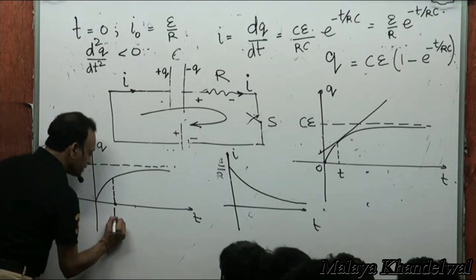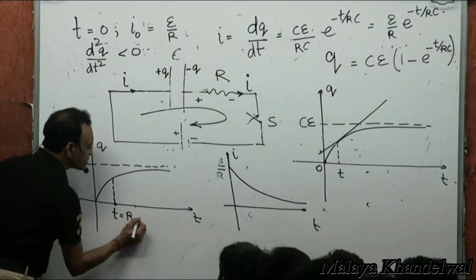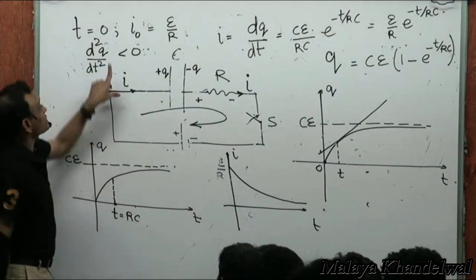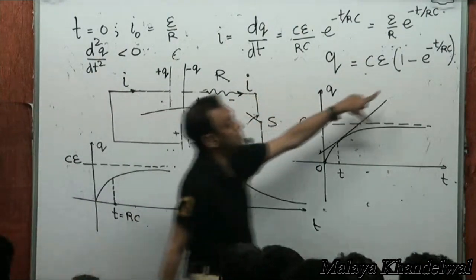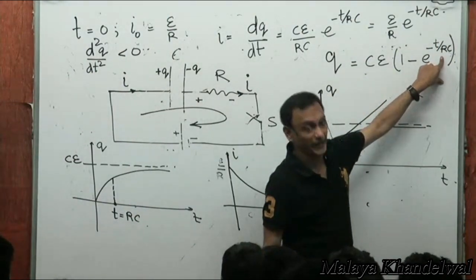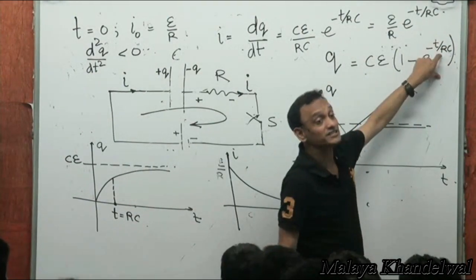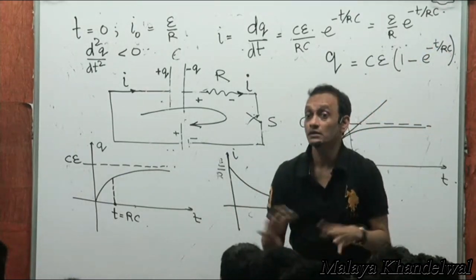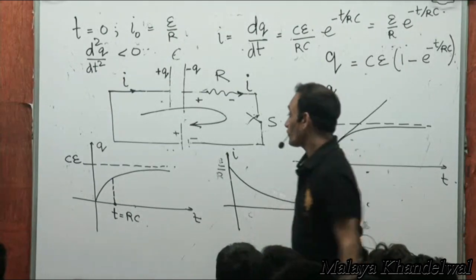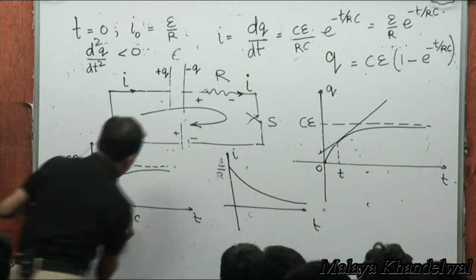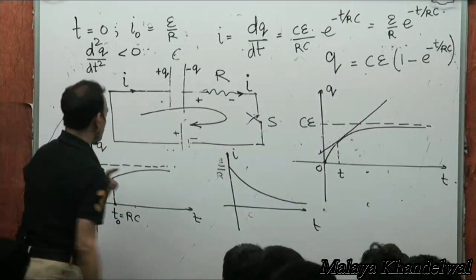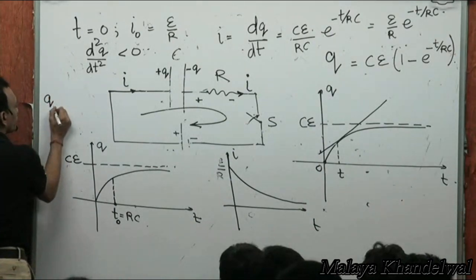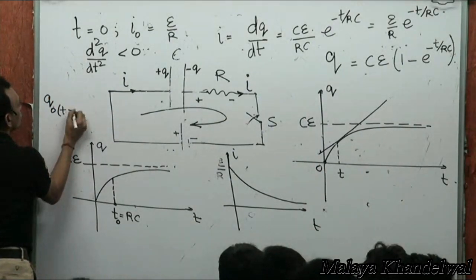Now, at an instant of time t equal to RC, what is the charge? See, RC must have units of time. Do you realize that? T by RC must be dimensionless. RC must have units of time. So, resistance into capacitance is actually like time. So, at an instant of time t equal to RC, what is the charge?